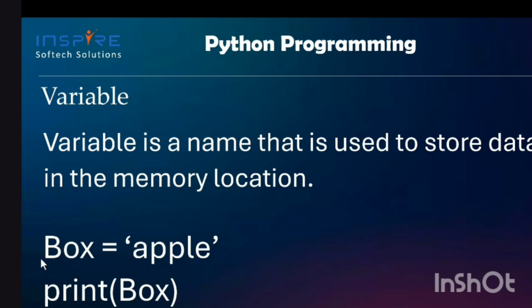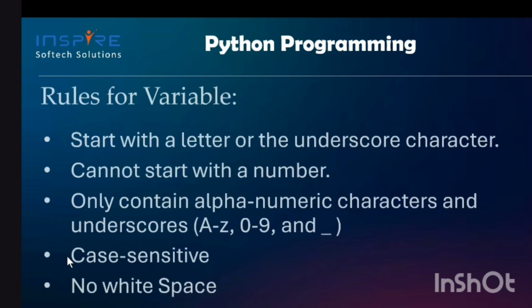Okay, so now let us check some examples and say whether each is right or wrong. A variable cannot start with a number, and it can only contain alphanumeric characters and underscores. So we can understand this point now: start with a letter or the underscore character, cannot start with a number, only contain alphanumeric characters and underscore.